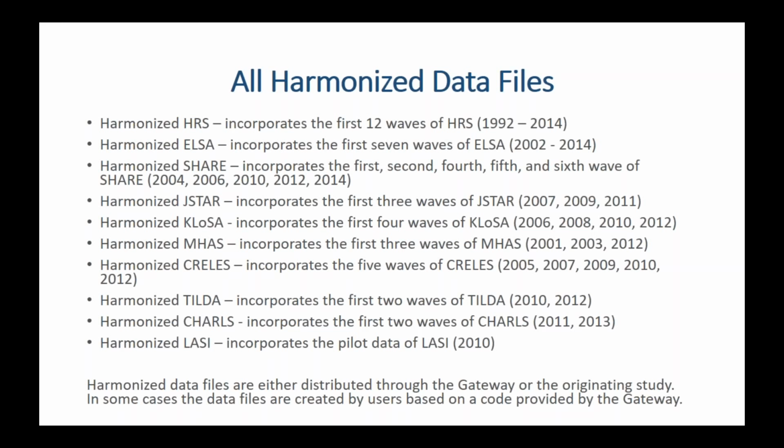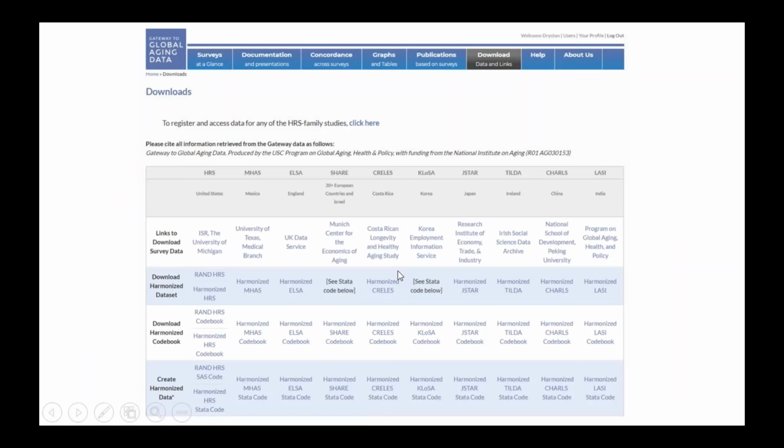So if we go to our website, on the Downloads tab, you can figure out exactly how to get each harmonized data set. So you can see all the studies that I mentioned here. The first thing we have is a link to download the survey data. So if you want the original survey data, you want to register for that, you would follow that link.